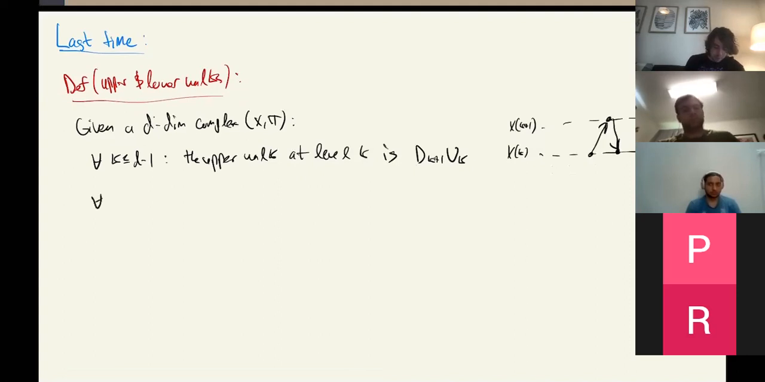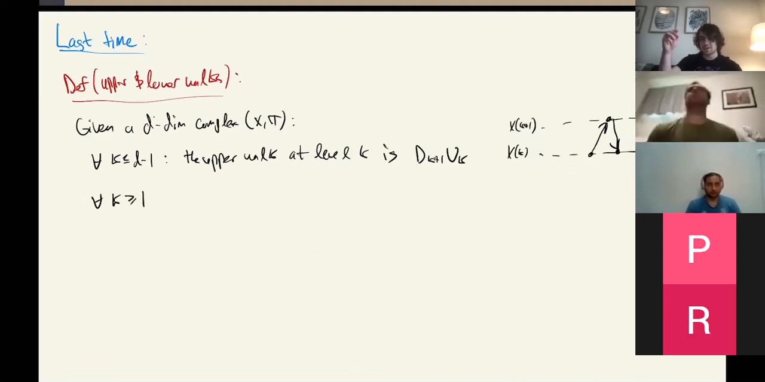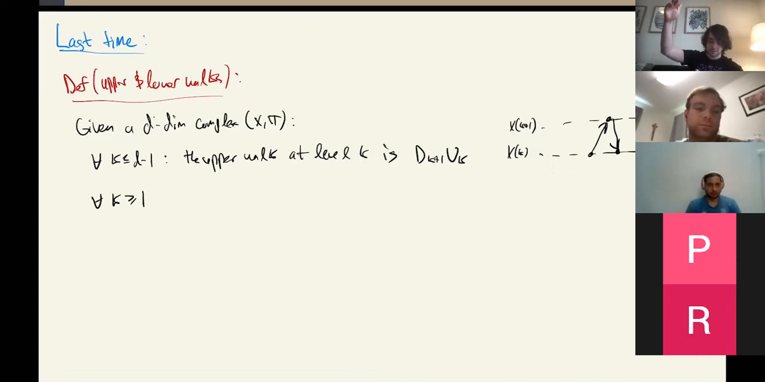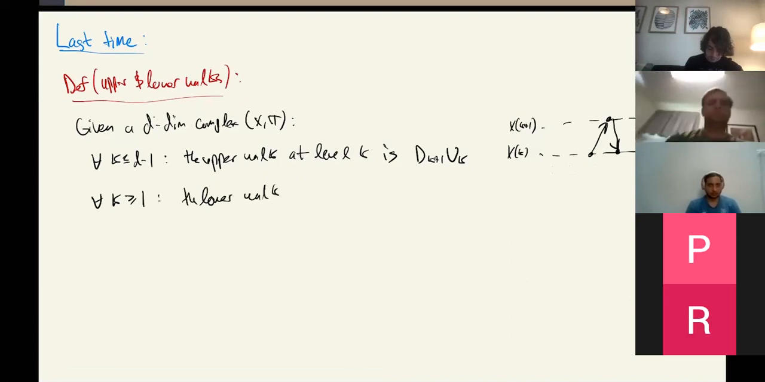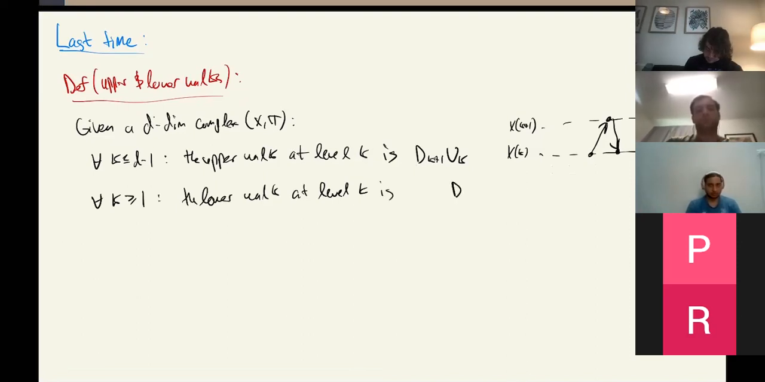So then we have the lower walk, which is for all k greater than or equal to 1. Again, you can't have the lower walk on level 0 because it walks a step down and a step up, and there's no step below 0. So the lower walk is only defined from 1 to d. So the lower walk at level k is what? It is D_k on the right-hand side, U_{k-1}.